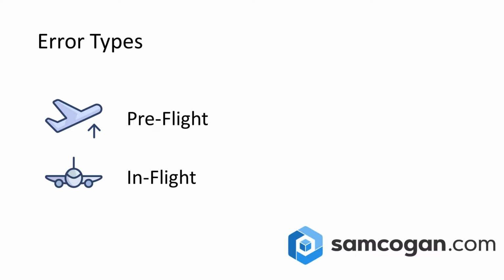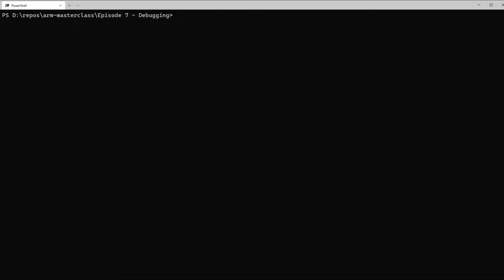So let's have a look at how both these types of errors might manifest. If you're deploying your resources at the command line, then this is usually going to be the first place where you find an error. We've got two templates here configured to generate errors. The first one is a pre-flight error and the second is an in-flight. Let's have a look at how they manifest when you run them in the command line.